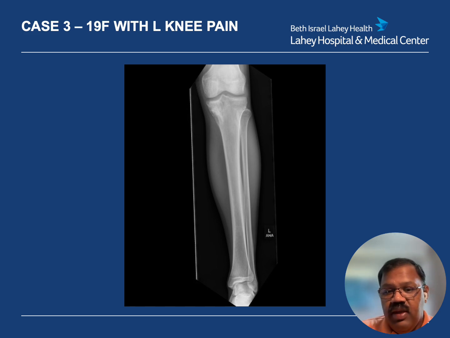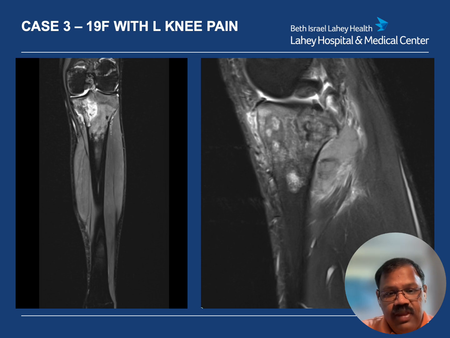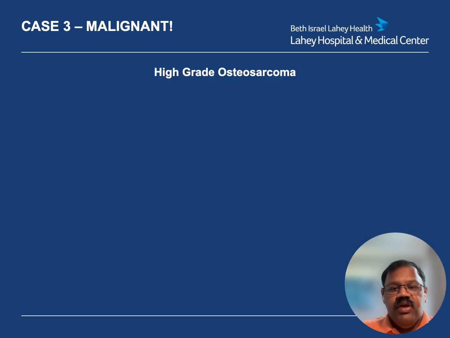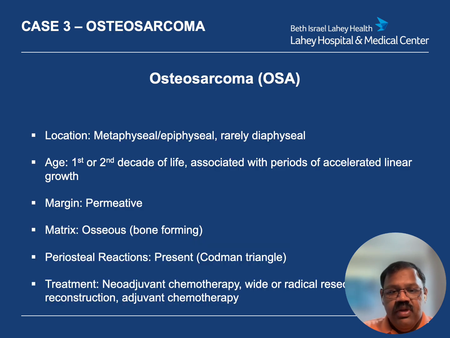Again, what appears to be a pretty sclerotic geographic lesion with a sclerotic margin, but if you look at her MRI scan, you can see that there is significant marrow replacement in the upper part of the tibia. There's almost complete destruction of the medial cortex. And when you look at the sagittal view, you can see that there's a large soft tissue component as well, highly suggestive of an underlying malignant lesion. She ultimately underwent a biopsy and was found to have a high-grade osteosarcoma, and so was treated with a resection and proximal tibial replacement.